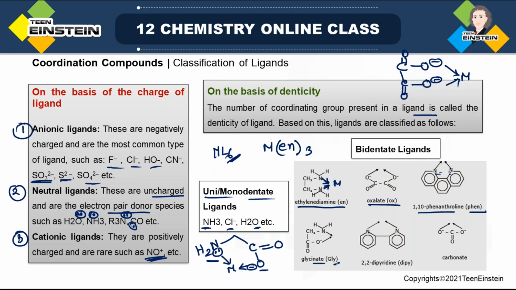In short, gly. Then 2,2'-bipyridine. Pyridine moiety is this one. But suppose another pyridine is attached at the ortho position and it is behaving as a bidentate ligand. In short, it is bipy. And carbonate, we write it in this way, but if you write the full structure, it is like this. So two donating sites. Fine, so all these 6 are examples of bidentate ligands. Is there any doubt? Should I repeat?